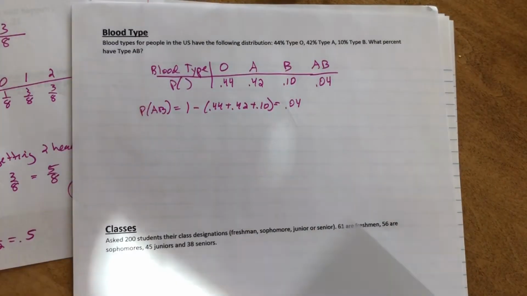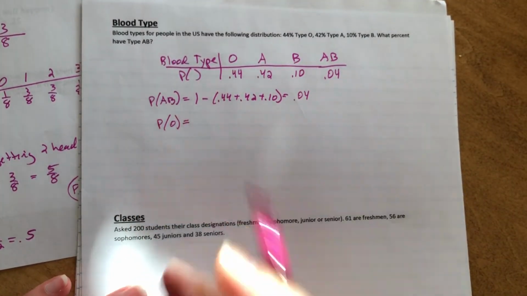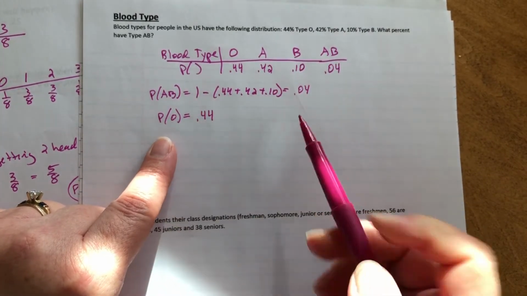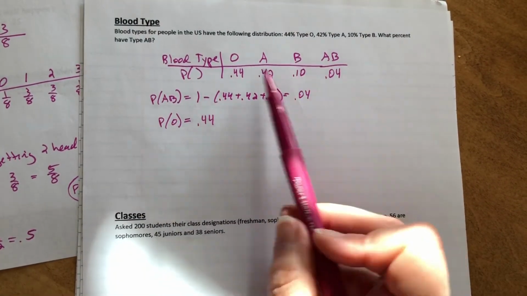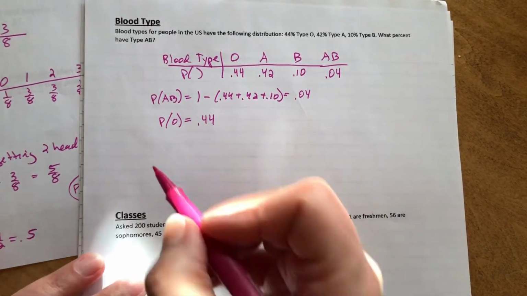Okay, so now let's just do a couple of probabilities. I want to know the probability that a randomly selected person is going to have type O blood. I just go to my model here, and again, these are mutually exclusive because a person can't have type O and type A.